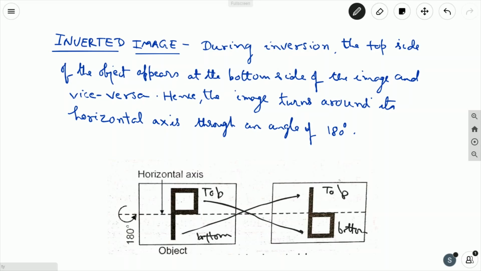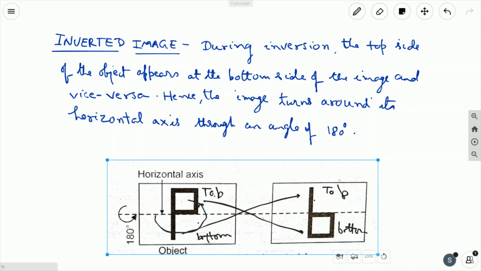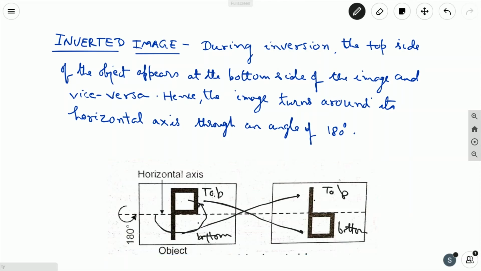So now the image will turn around its horizontal axis through an angle of 180 degrees. The whole thing will turn at an angle of 180 degrees, that means the top will come at the bottom and the bottom will go to the top. So during inversion, the top side of the object appears at the bottom side of the image, and vice versa, the bottom side will appear at the top. Hence the image turns around the horizontal axis through an angle of 180 degrees, then the top will go down and the bottom will come up, right? So this is called the inverted image.